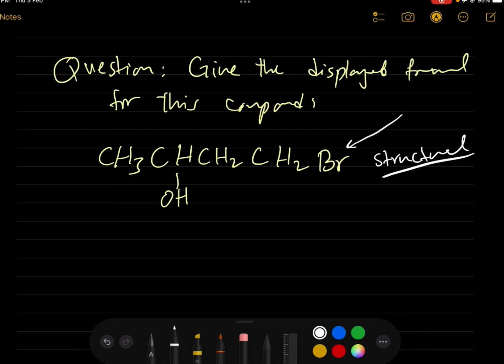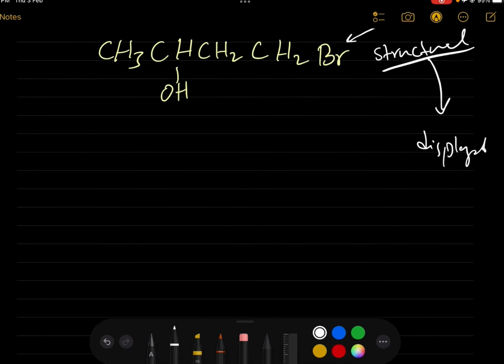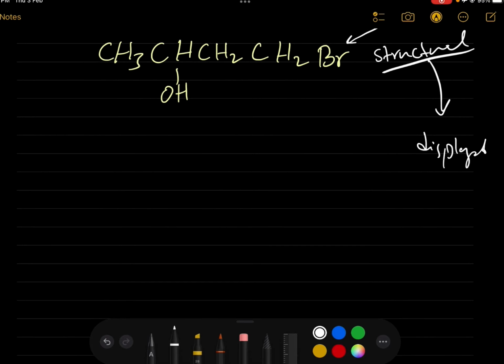So how can I translate the structural to displayed? This is one of the most famous questions in the exams. So first of all, you will write the carbons. You have 1, 2, 3, 4 carbons. So draw the carbons first. Okay, I draw the carbons.